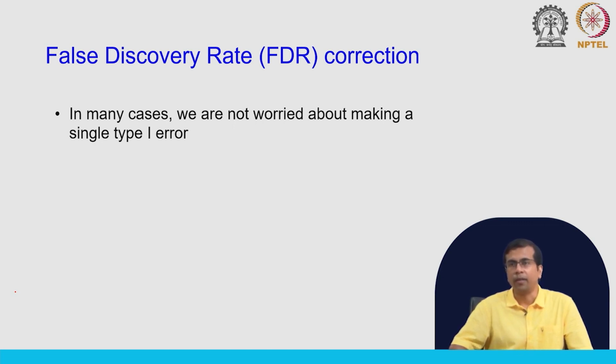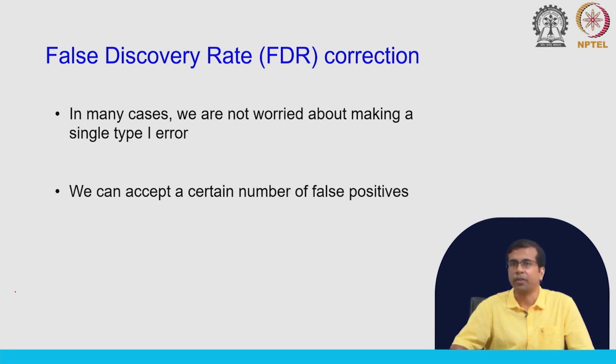But in many real life scenarios, we are not really worried about making even a single type 1 error, and you can sometimes accept a certain number of false positives. It is not that we want a lot of false positives, but we can tolerate a certain number of false positives in real life situations. In our example, when you are doing this differential expression analysis, let us say we identify 100 genes as differentially expressed, and imagine that 3-4 genes are false positives.